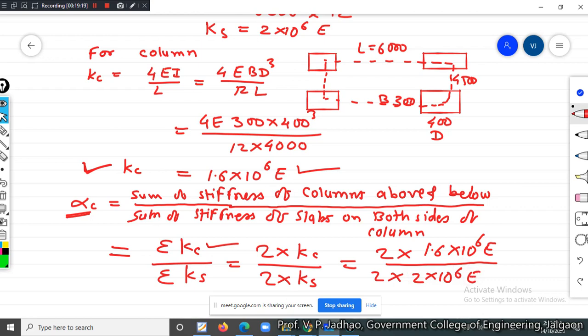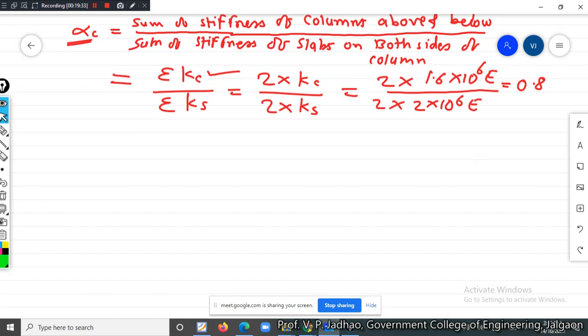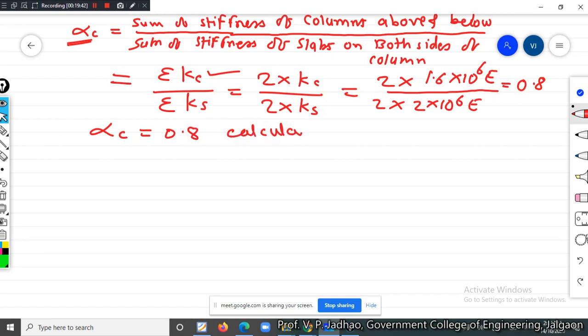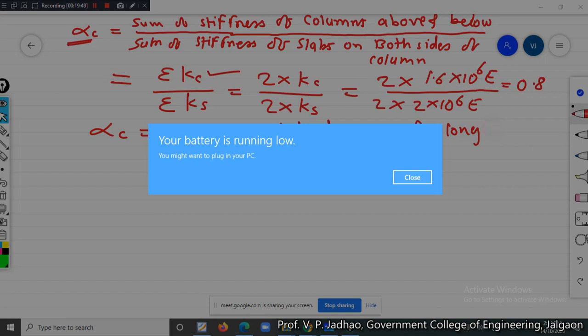Ks is given here and Kc is given here. So just calculate this value, and it comes out to be 0.8. Therefore the value of alpha C is equal to 0.8. This value is considered the calculated value of alpha C. This is for the longer span.